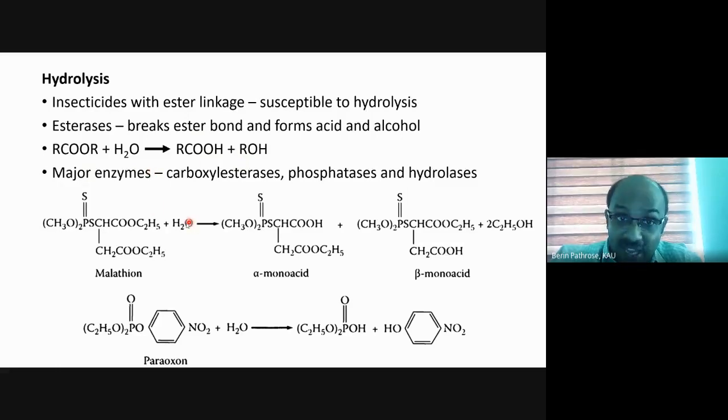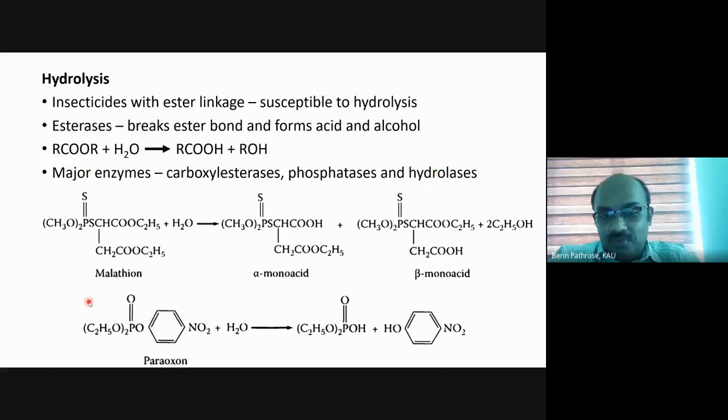So the major enzyme is esterases, carboxylesterases. It also has enzymes such as phosphatases and hydrolases. So carboxylesterase is a major group. It has two more enzymes involved in this hydrolysis reaction. The other ones are phosphatases and hydrolases.